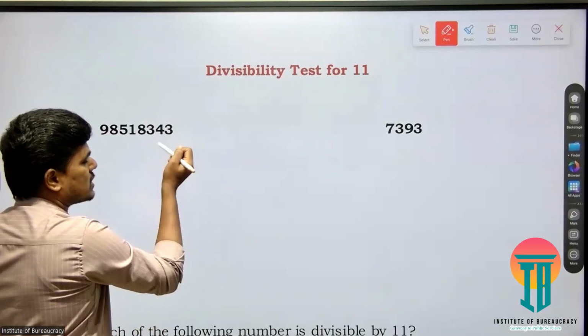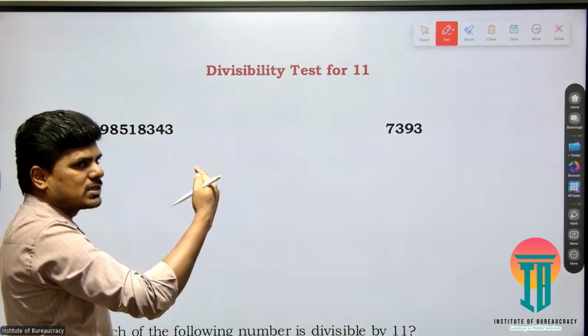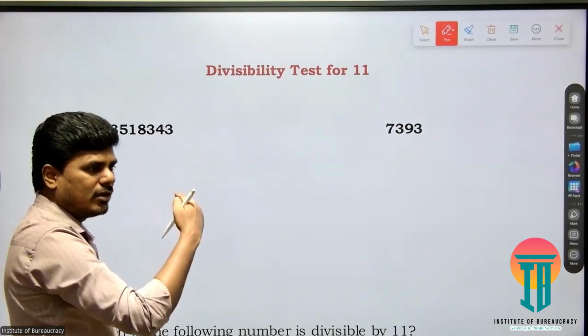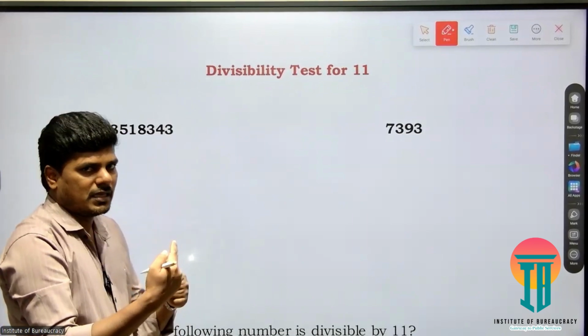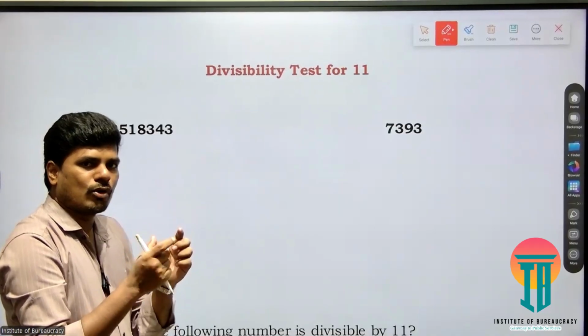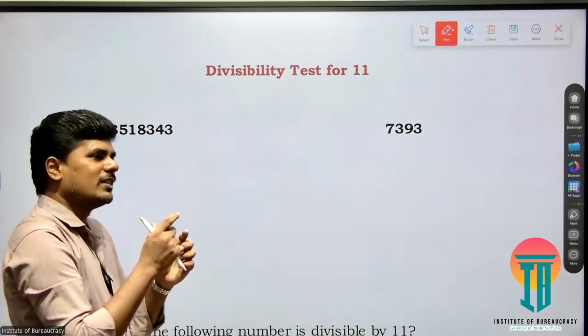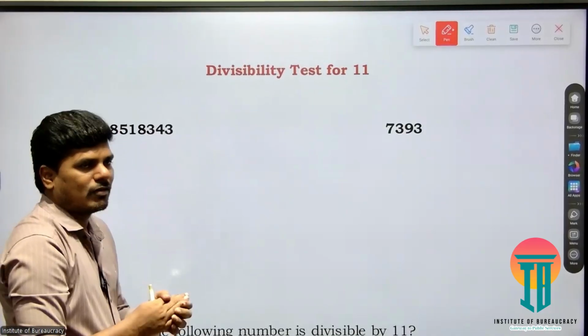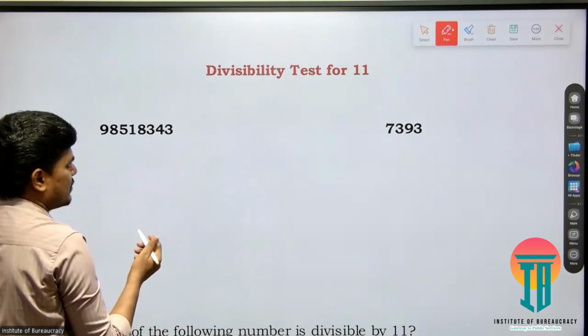First, you need to add the numbers available in the odd places, and you need to add the numbers available in the even places. And you need to take the difference. If the difference is 0 or a multiple of 11, then the number is divisible by 11. Okay. Let us apply that concept here.